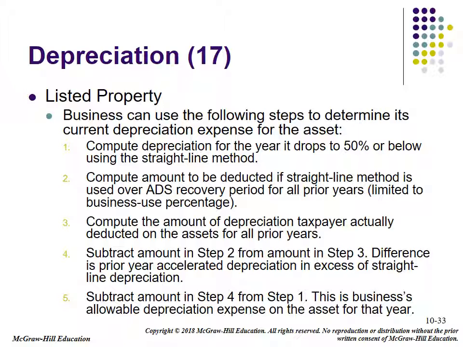Here's how it goes. The first thing we do is determine how much business use this asset has for the year. So we look at the personal use of the asset versus the business use. If the business use is above 50%, you can use your normal makers table to determine depreciation, but you can only deduct the amount applicable towards business use percentage.